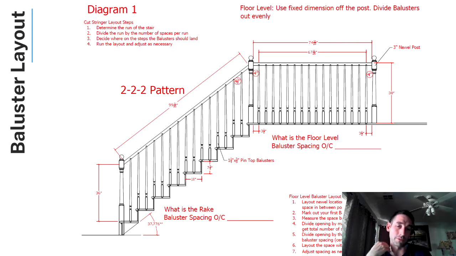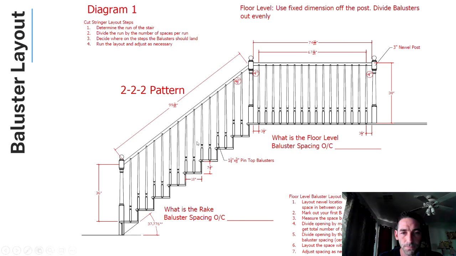So that's the floor level. Then we look at the rake. Okay, so we have, let's see here, up here, diagram 1, cut stringer layout steps. So this is a cut stringer. We call it sawtooth or open stringer, whatever you may call it in your part of the country.